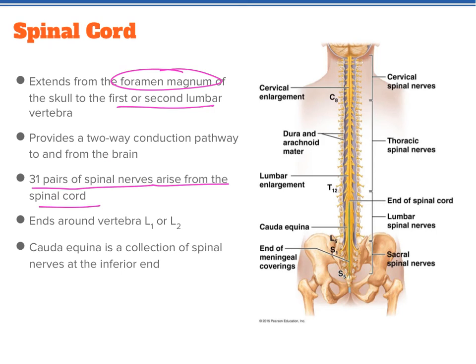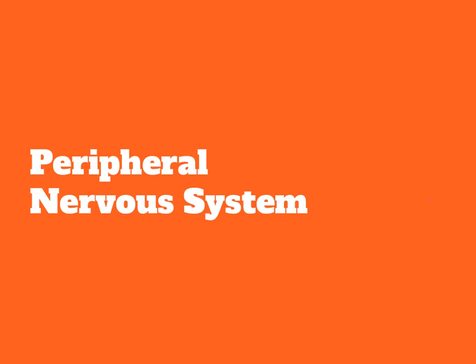So you can see, if you zoom in on this picture, these little things coming out of the vertebrae. Those are all your spinal nerves. And it ends around lumbar vertebrae number 1 or 2. And then it kind of branches out. So after this point, it's not one big solid spinal cord anymore. It's a bunch of spinal nerves that are kind of arranged really close to each other.